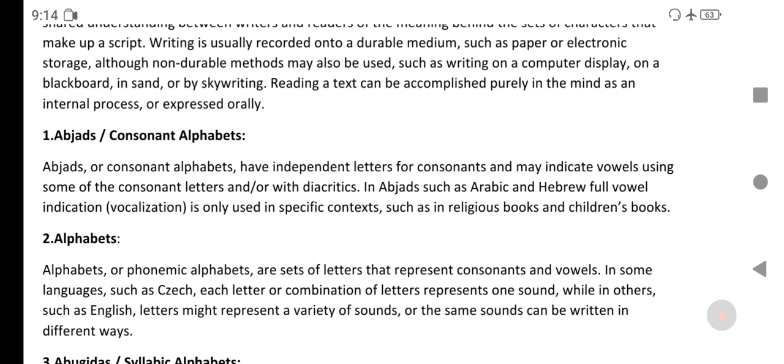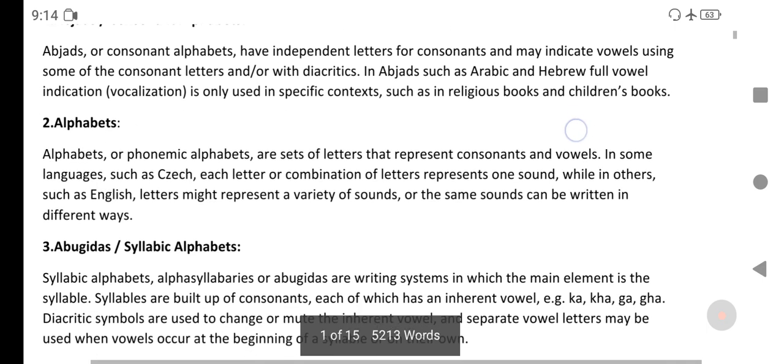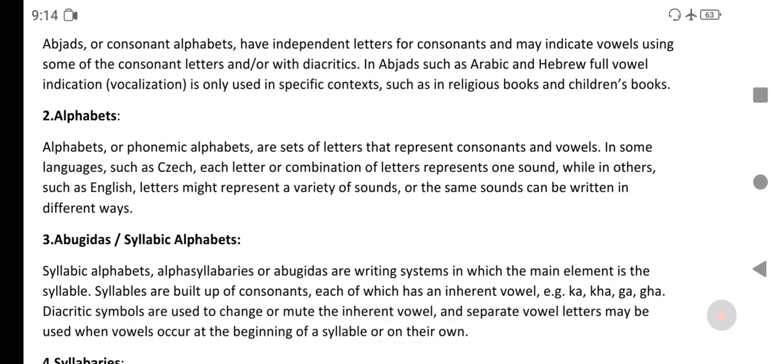Second one, alphabets. Phonemic alphabets are sets of letters that represent consonants and vowels. In some languages such as Cyrillic, each letter or combination of letters represents one sound, while in others such as English, letters might represent a variety of sounds or the same sounds can be written in different ways.